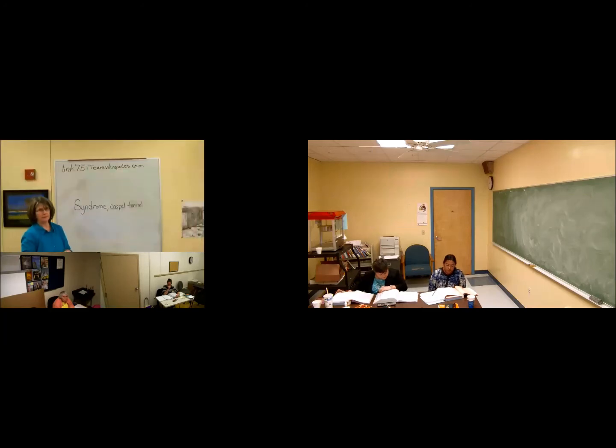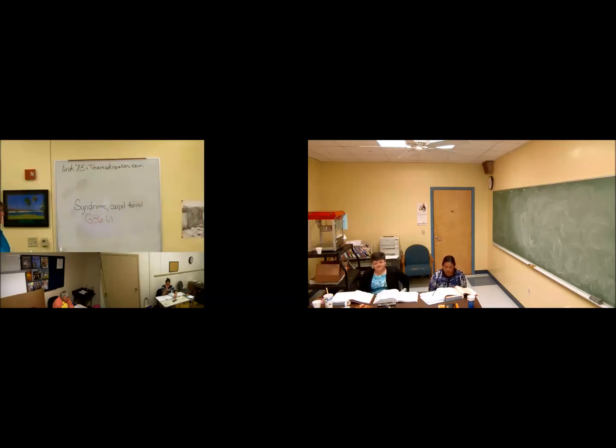Shauna, what do you have? Remember what the question was again? 42. In that case, G56.01. Maria? G56.01. Fran? G56.01. Darcy? G56.01. Where'd you get the 0? G56.01.